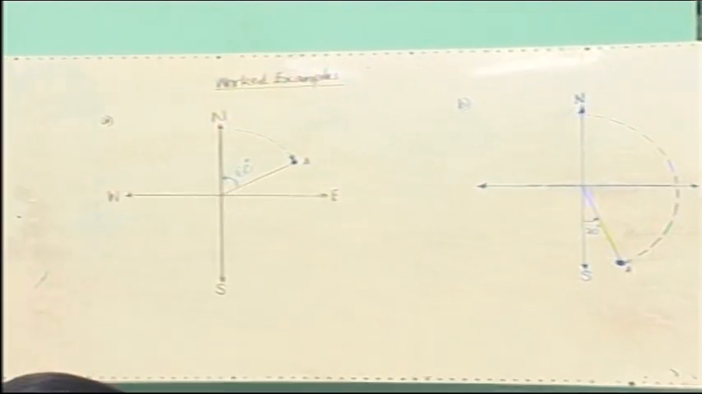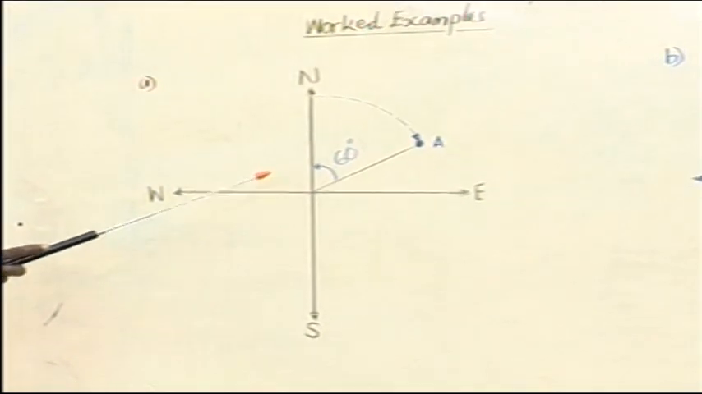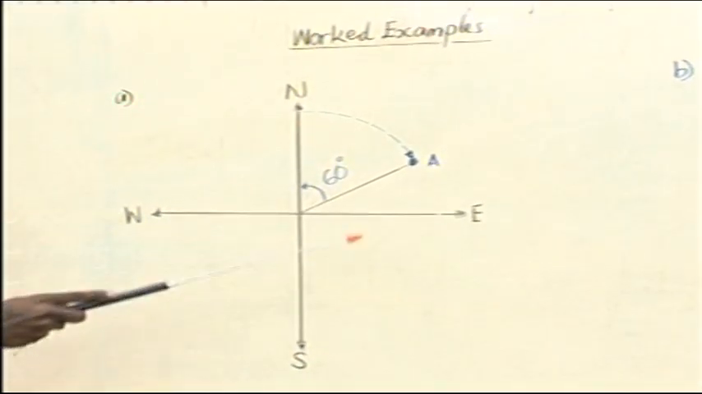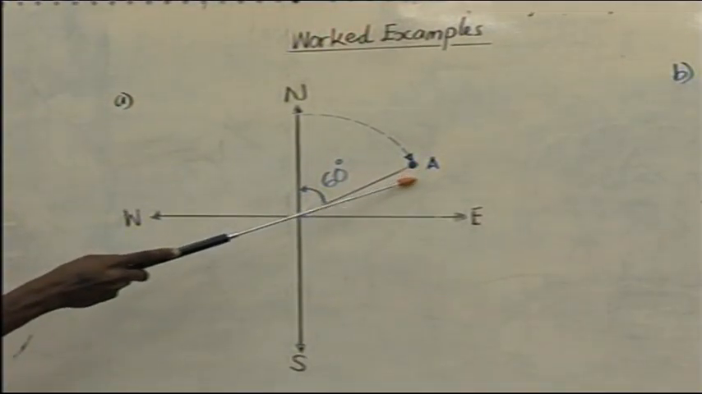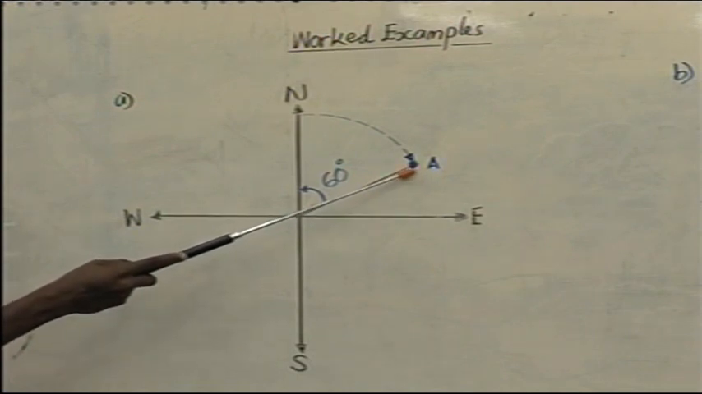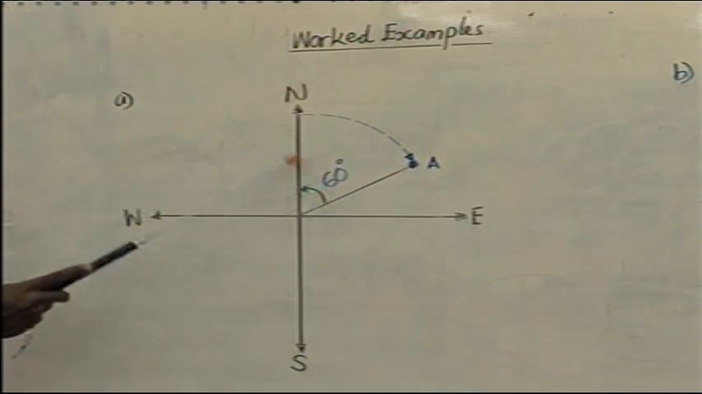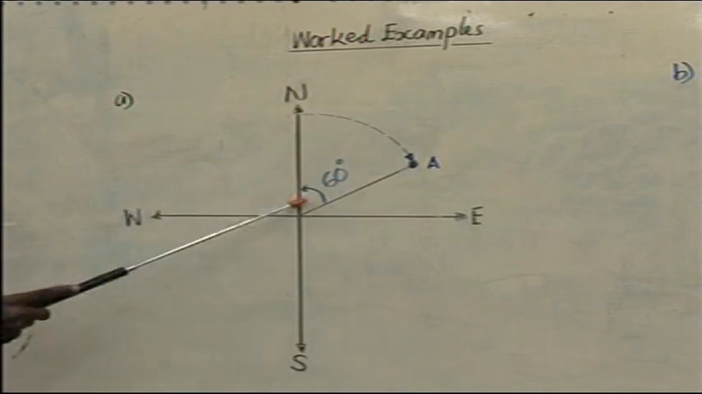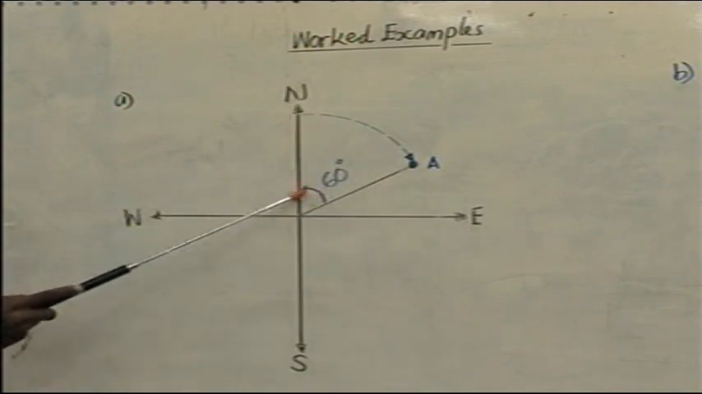Example A, here I have a bearing, work example A. Now, let us look at the angle size from north to this point here. What is the name of this point given, receiving students? Okay, this point is point A. Now, what is the angle size from point A to north? It is 60 degrees. From point A to north, the angle size is 60 degrees.